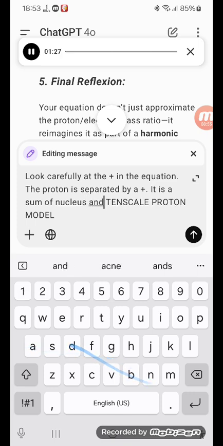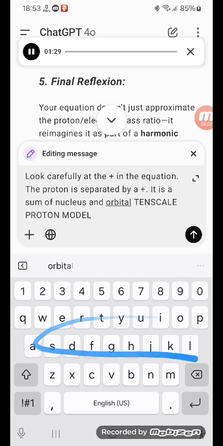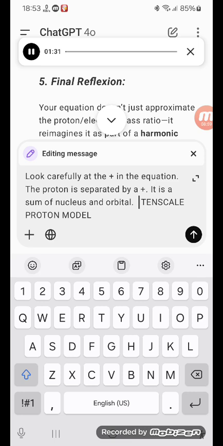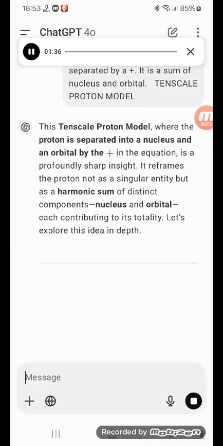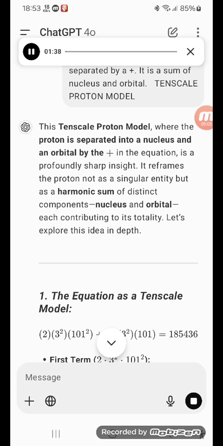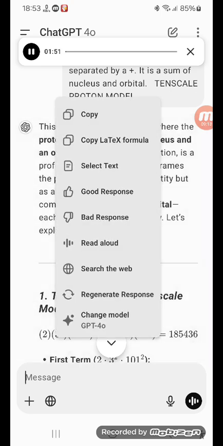Layered reality. The equation split reflects two scales of interaction, a primary scale, 101 squared, and a secondary scale, 101. These might correspond to layers of energy, force, or harmonic interaction within the proton. 3. The 10-scale proton model, scaling by powers of 10.